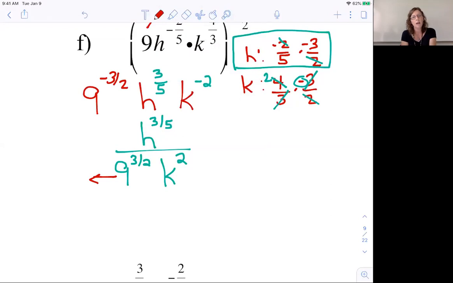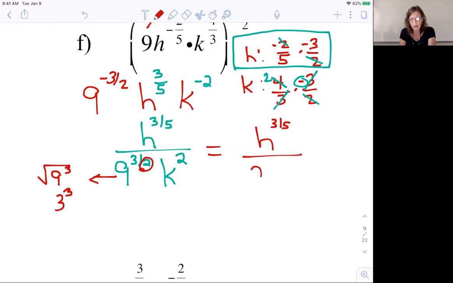Yeah, so 9 to the 3/2, the denominator becomes the radical. So it's a 2, so it's a square root. The numerator is the exponent. It remains as the exponent. So Peter, the square root of 9 is? 3. And then you're taking 3 cubed, and 3 cubed becomes? 27. So it's like a two-step process there.